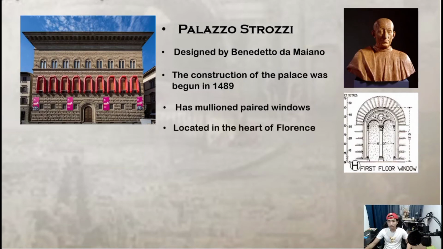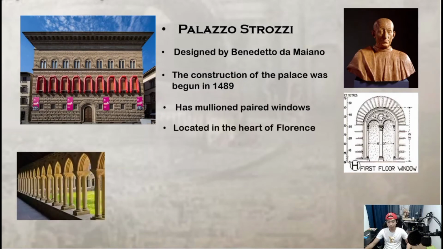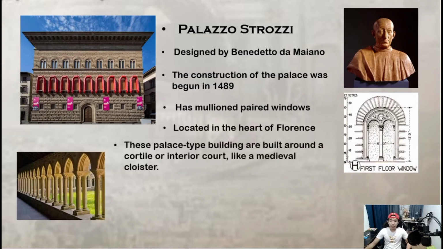Next, it is located in the heart of Florence, Italy. These palace-type buildings are built around a courtyard or interior court, like a medieval cloister. So this is the medieval cloister. I think it was the same concept as the palazzo in the window. Also, a courtyard or interior court is the characteristic of palaces in Italy in the Renaissance period.